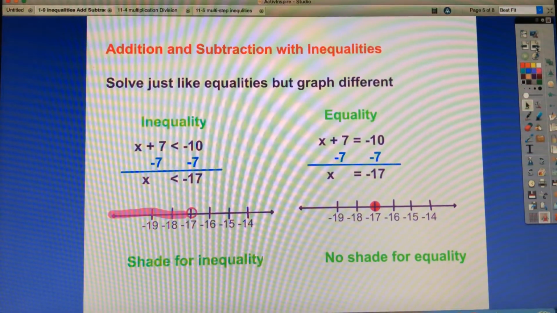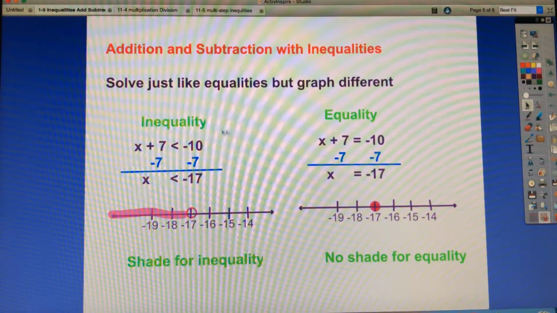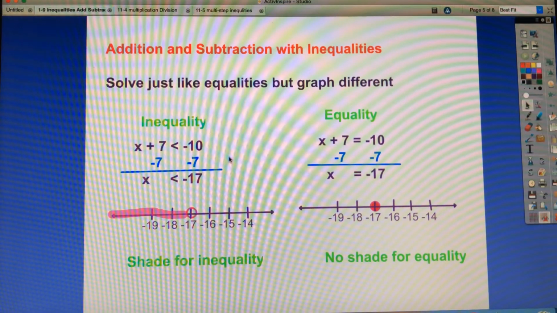Now, let's do addition and subtraction with inequalities. Of course, we did all of this in Unit 1 with equalities. So Unit 1 might be a really good thing to go back and review, but for now, we're going to move forward. Solve just like an equality, but you graph it different. I'm showing you the two.